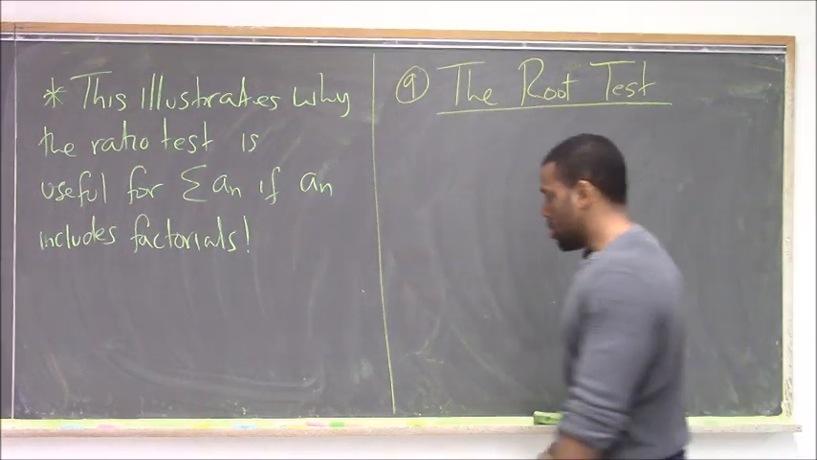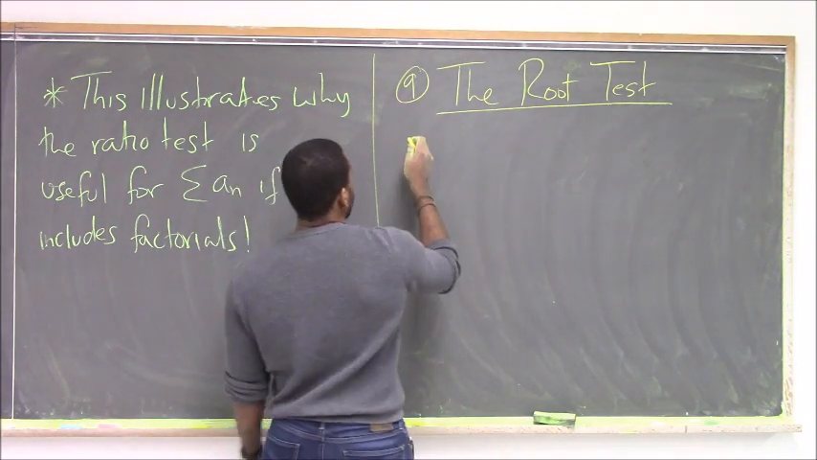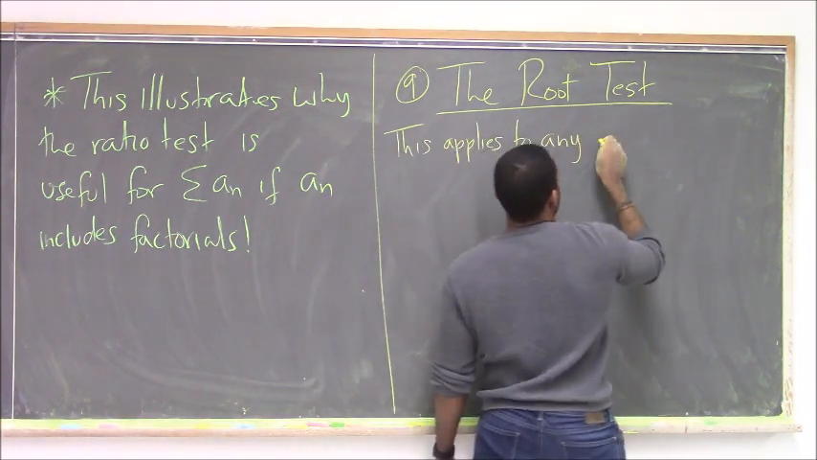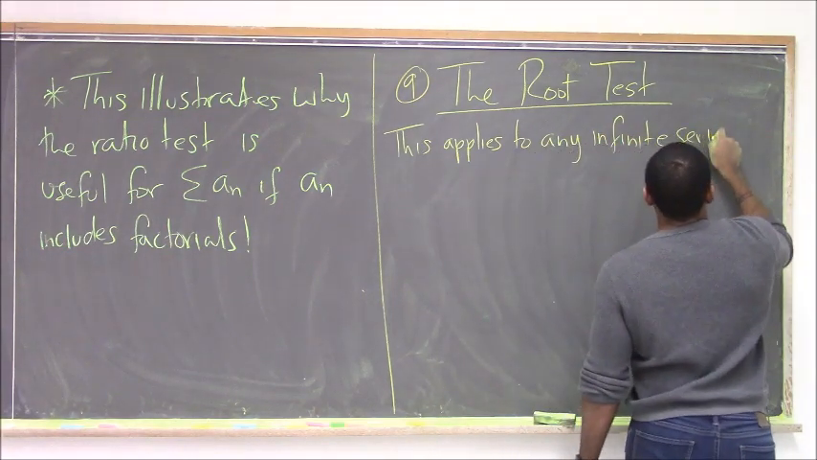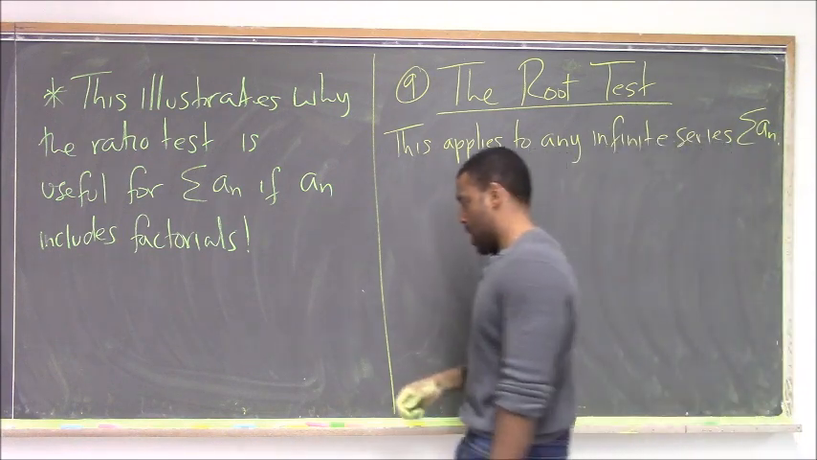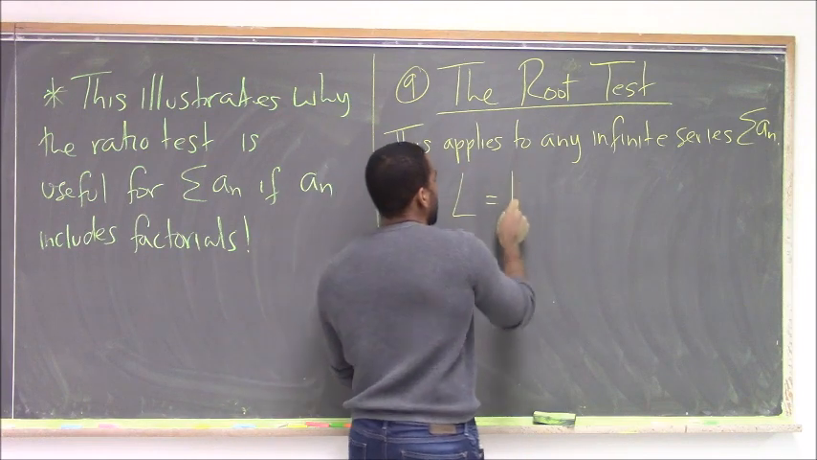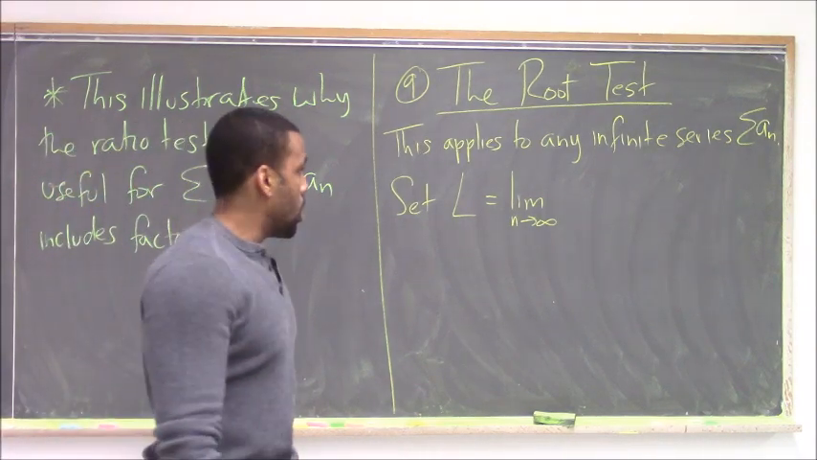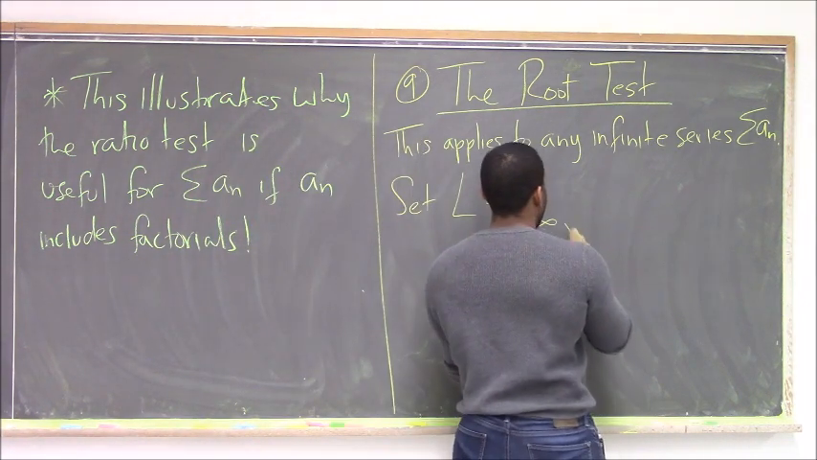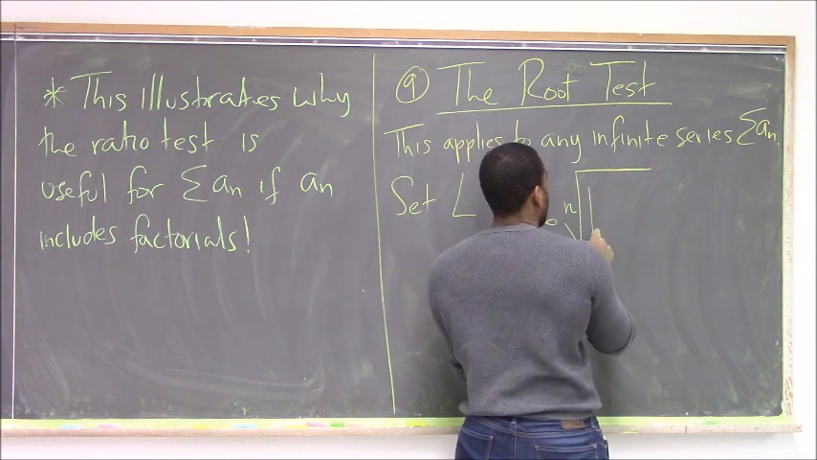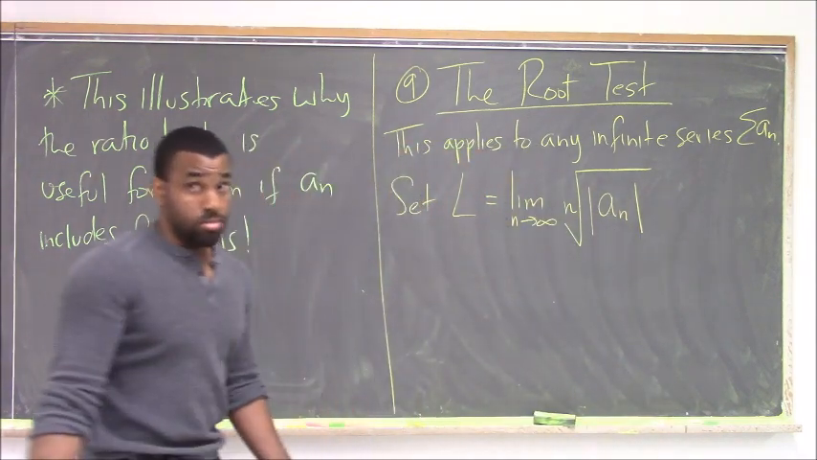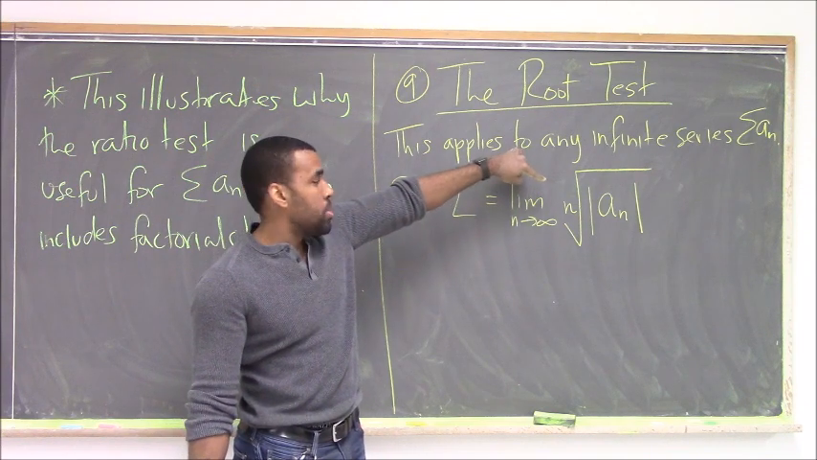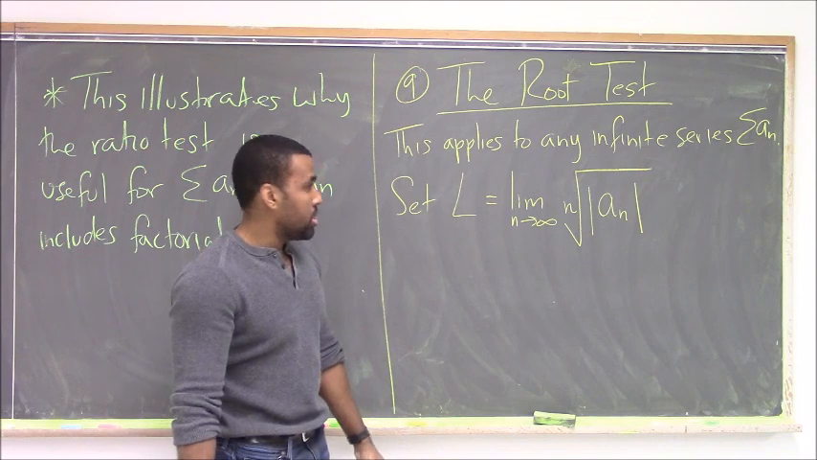So another test that you should know about is the root test. This applies to any series. Basically, you're going to set up another limit. And here is how you're going to actually set up this limit. You're actually going to take the nth root of the absolute value of a_n. That's what you're going to do. You're going to compute that limit. Now, some of you might already see why that might be convenient, depending on your situation, taking the nth root of something. But that's the guy you set up.